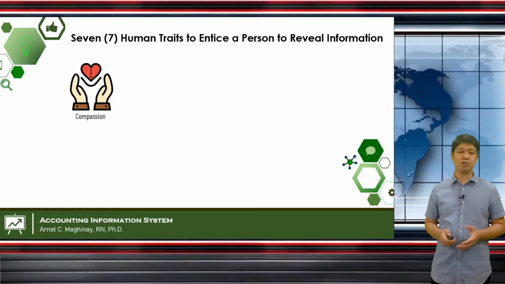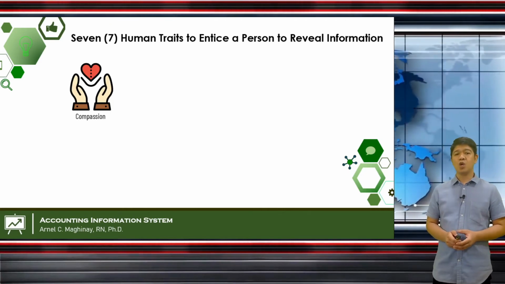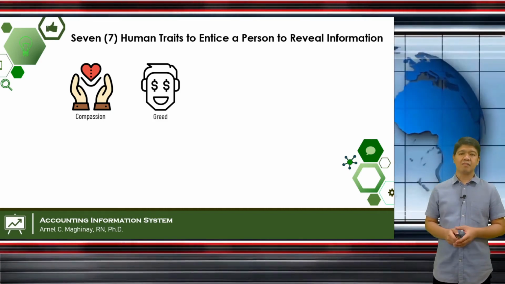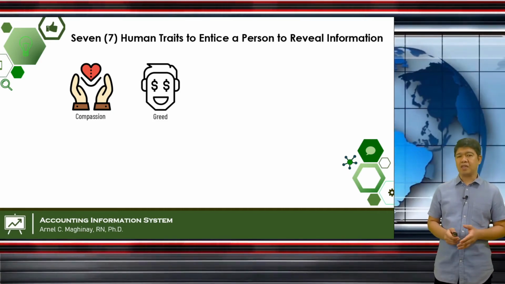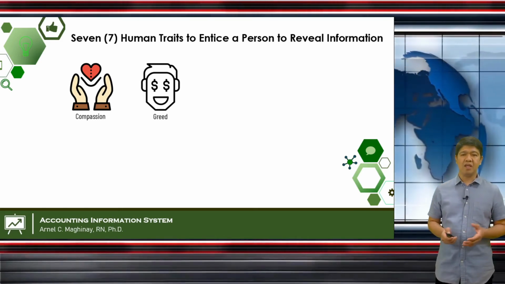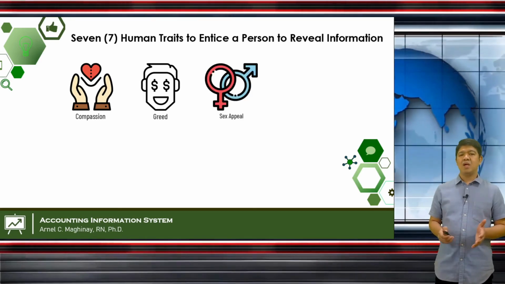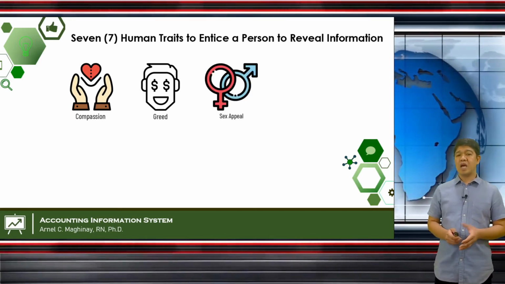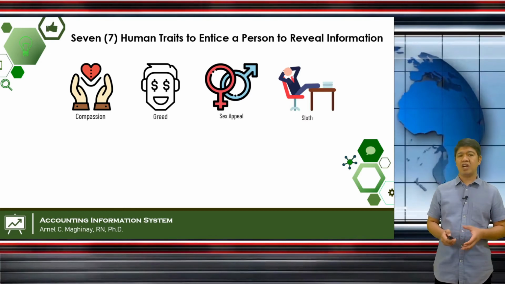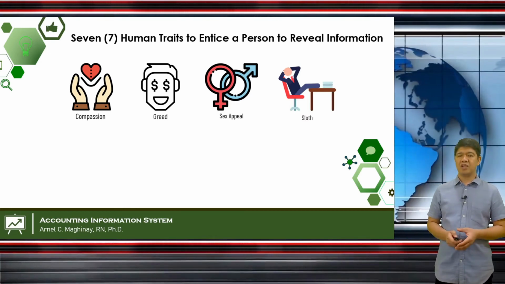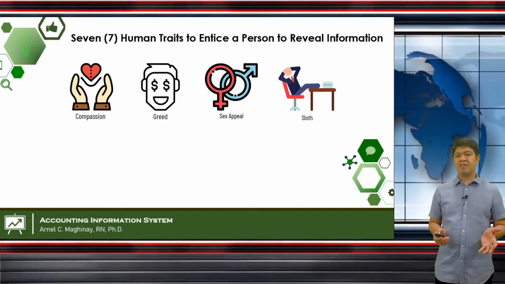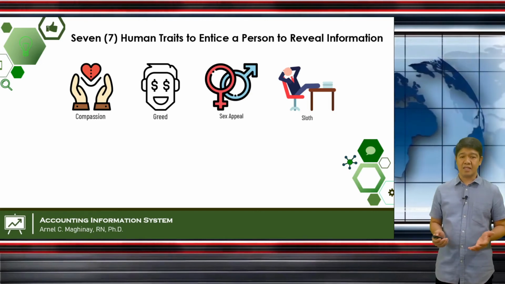First, we have compassion. It is the desire to help others who present themselves as really needing your help. Next we have greed. People are more likely to cooperate if they get something free or they think they are getting a once-in-a-lifetime deal. Sex appeal. People are more likely to cooperate with someone who is flirtatious or viewed as hot. Next, we have sloth. Few people want to do things the hard way, waste time, or do something unpleasant. Fraudsters take advantage of our lazy habits and tendencies.